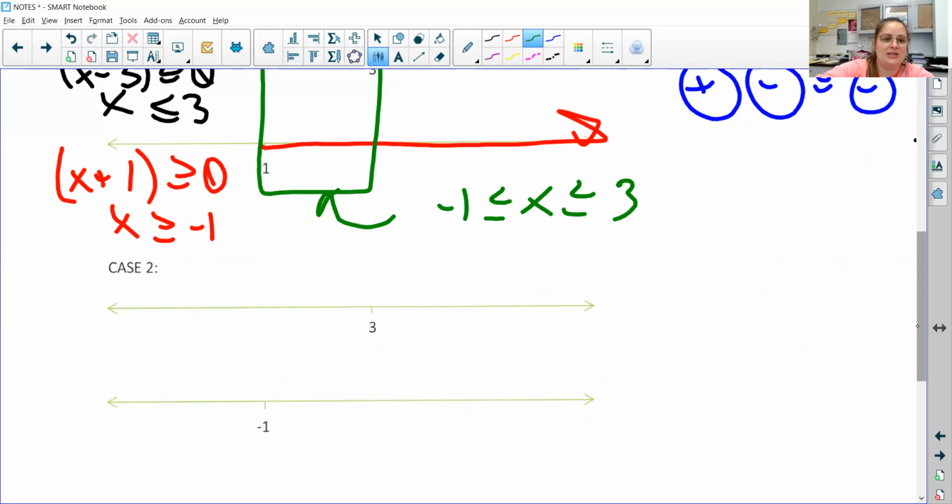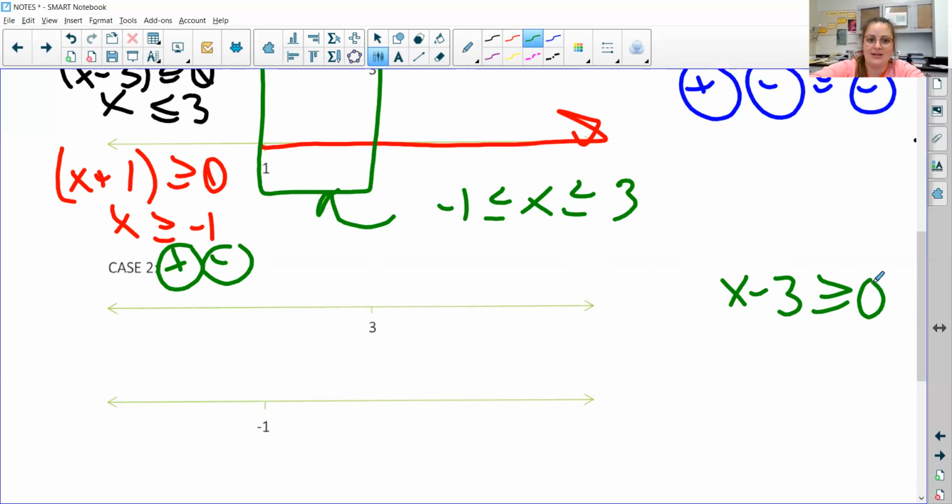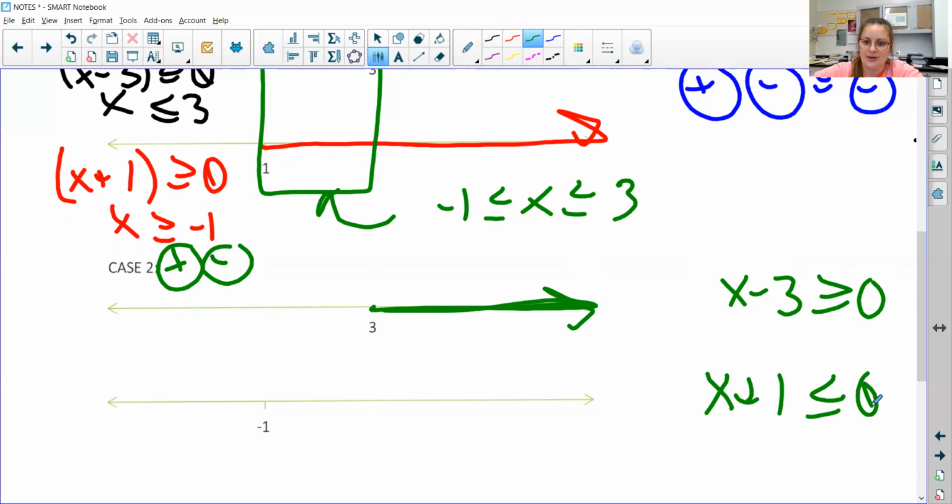But let's show what happens if we did the other case. So remember, the other case was when the first factor is positive and the second factor is negative. So if we said x minus 3 has to be more than or equal to 0, that means we would have shaded this area. And if the second factor, which was x plus 1, has to be negative, that means it's less than or equal to 0. That means that x has to be less than or equal to -1.